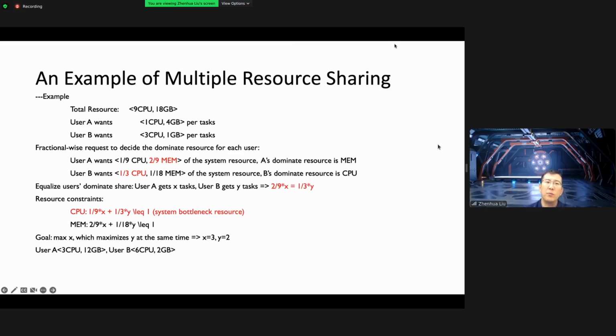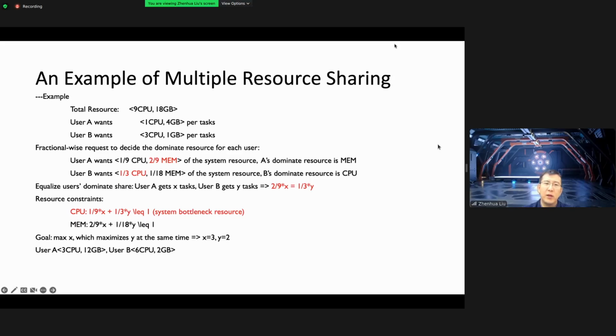Similarly, you can get for user B. Right? User B needs 1/3 of the system CPU, and only 1/18 of the system memory. Therefore, user B's dominant resource is CPU. So they want to equalize their dominant share, meaning that if we use X to denote user A's number of tasks, and use Y to denote number of tasks by user B, then we get this equation. 2/9 times X equals 1/3 times Y.